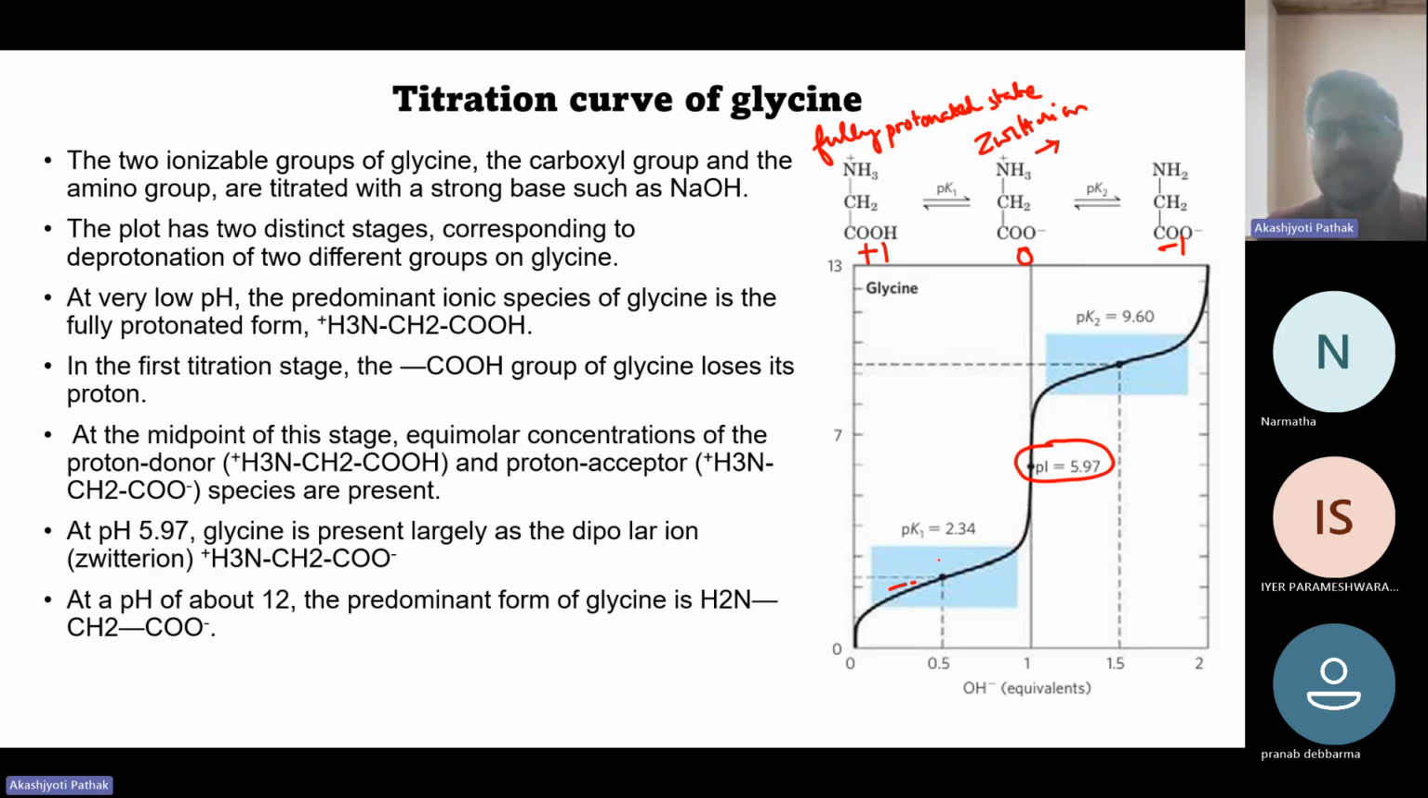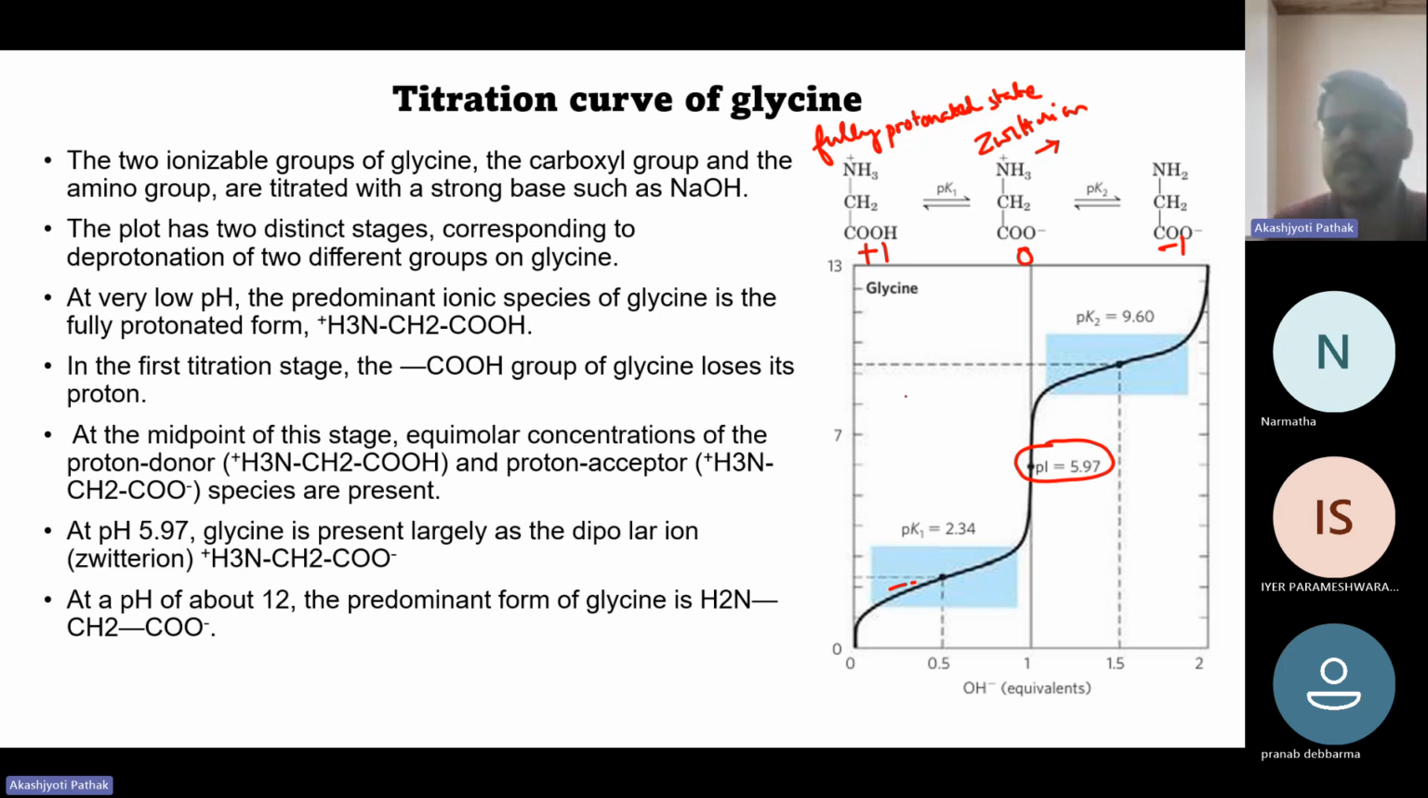At first, this carboxyl group loses its proton, because the pKa of this carboxyl group is lower. Then as you continue to increase the pH, this amine group, or NH3+ group, will also lose its proton and it will become NH2. Okay, and pI is basically the midpoint.